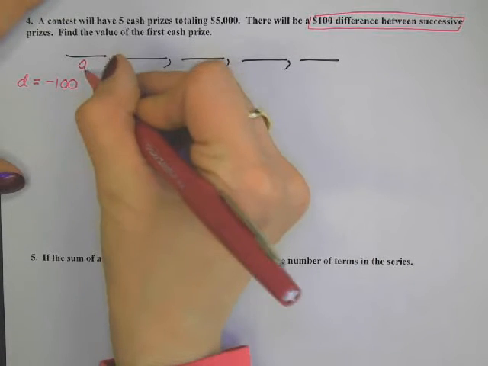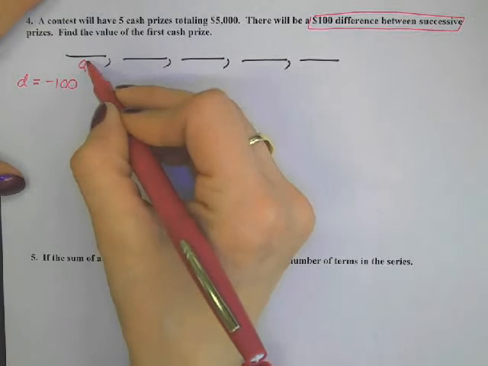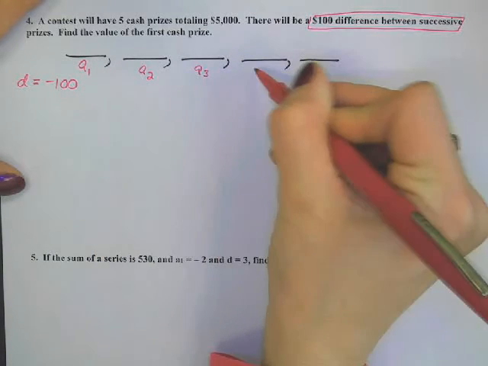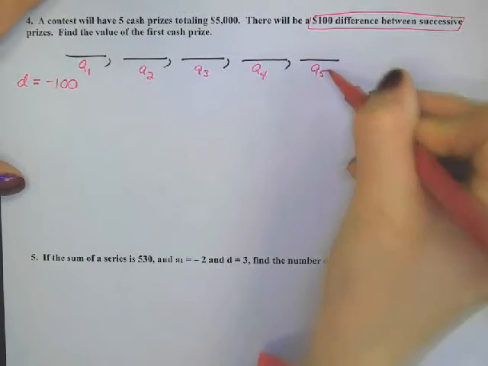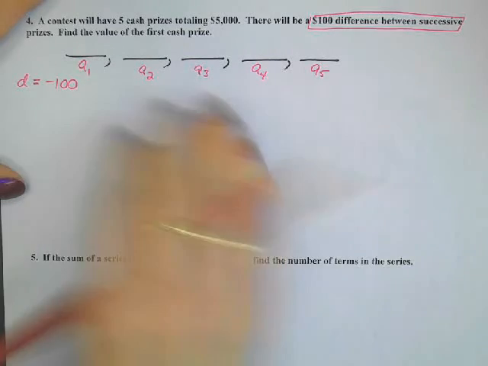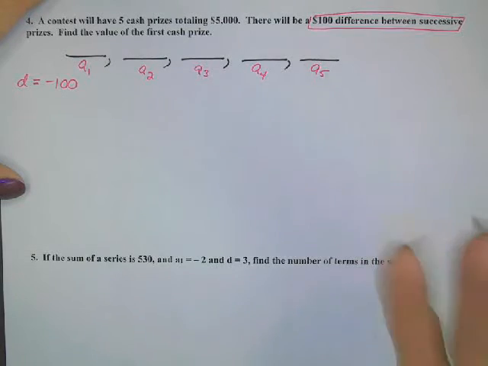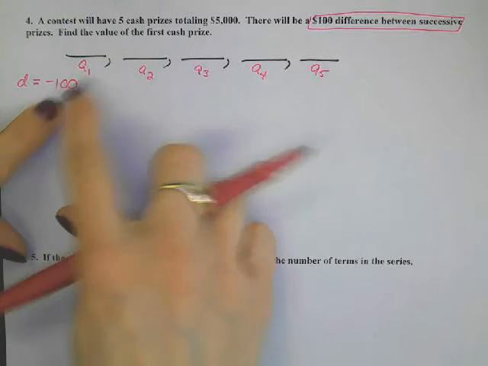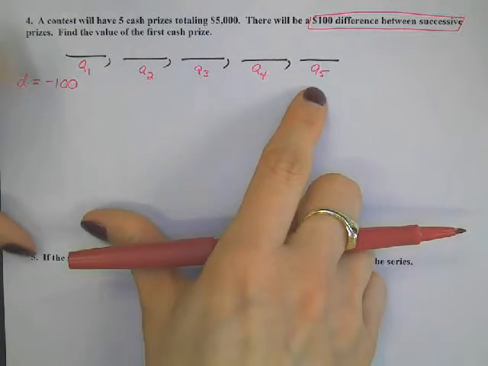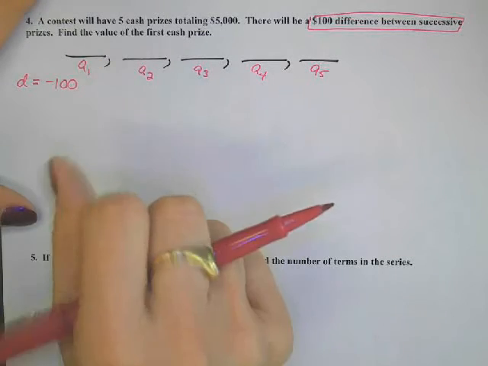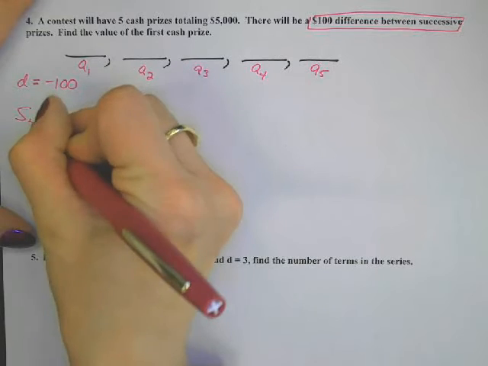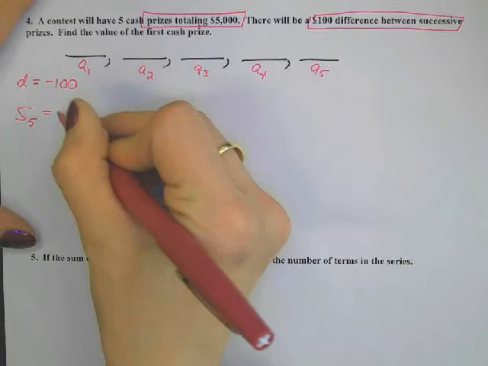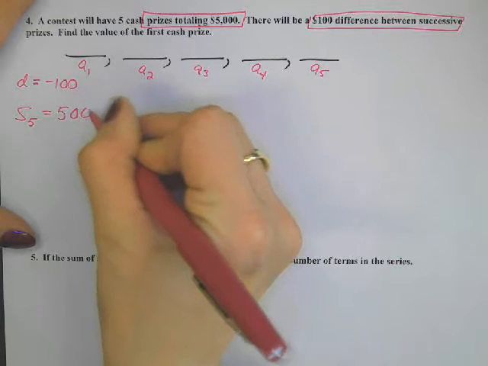When you say a sub 1, is that the first prize and the most amount of money, 1, 2, 3, 4, 5? Or are you going to say 1, 2, 3, 4, 5? It doesn't matter because the 5 numbers are going to be the same numbers. Okay, so I'm going to say the first place gets the biggest and then they go down. So the sum of those 5 is $5,000.